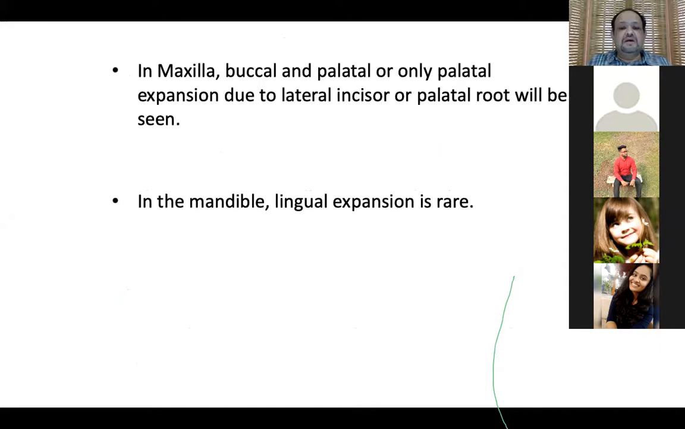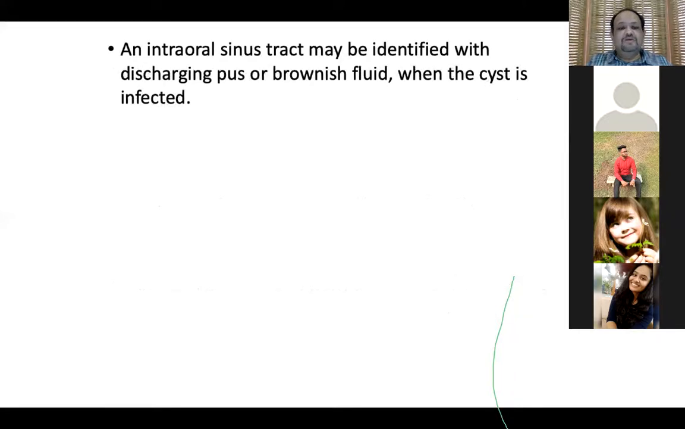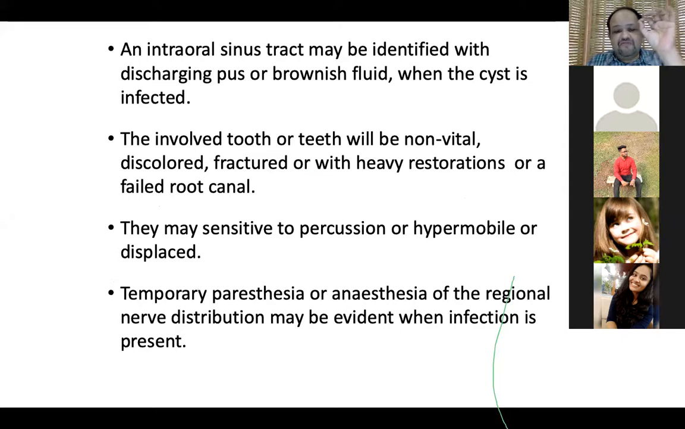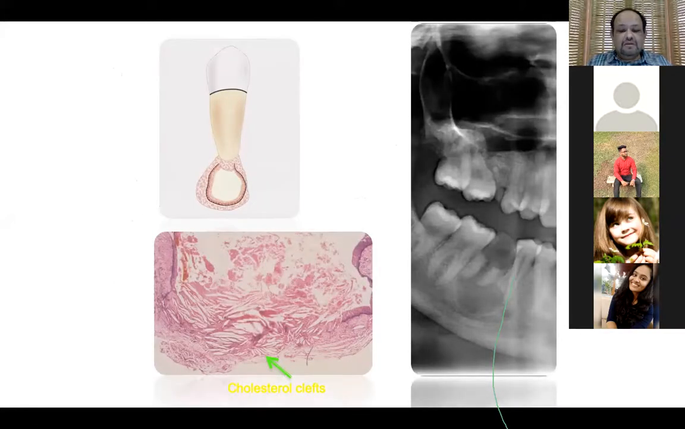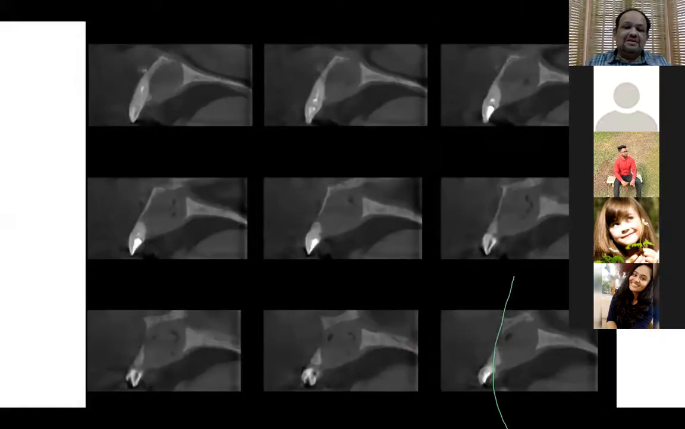There is not very much expansion. There could be a sinus tract because it is an inflammatory, infectious process. So you have to ensure that you do a vitality test and then do a root canal treatment. What you see in this particular image on the lower left side is the cholesterol clefts. This is the CT image of a patient, and it can attain huge sizes. If you see this CT, there is an erosion of the palatal bone.